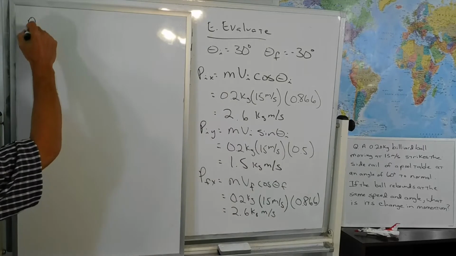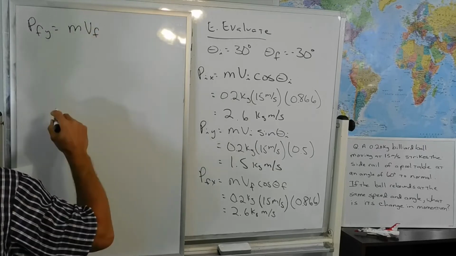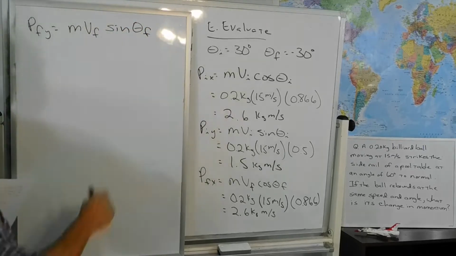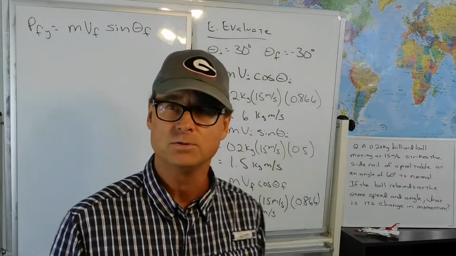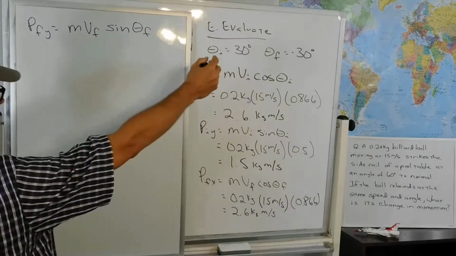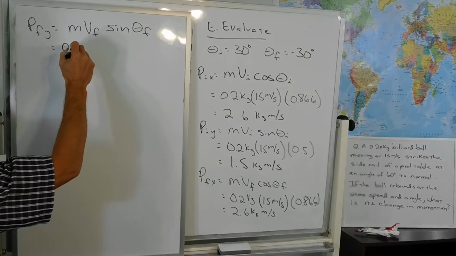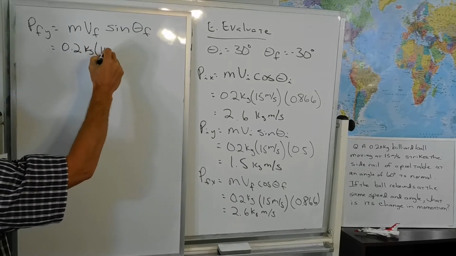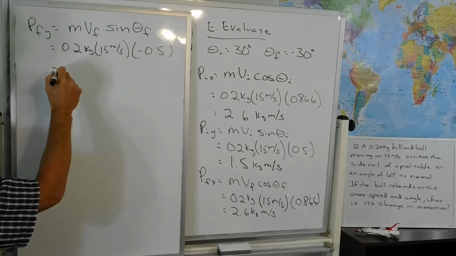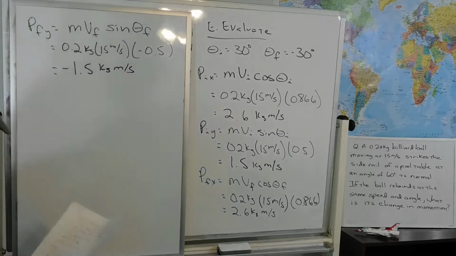So now we need the final y component of momentum. It's the mass times the final speed times the sine of the final angle. Now this one's the one that's going to be negative. You can just tell from the pictures that the y component of the final momentum is down in the negative y direction, so it's going to be negative, but you can also just trust the number. Sine of negative 30 degrees is negative a half. So it's 0.2 kilograms, 15 meters per second, negative 0.5. So that works out to be negative 1.5 kilogram meters per second.